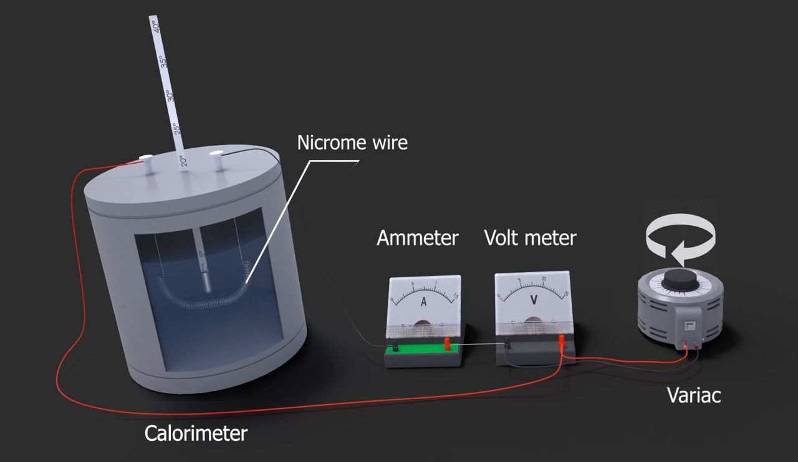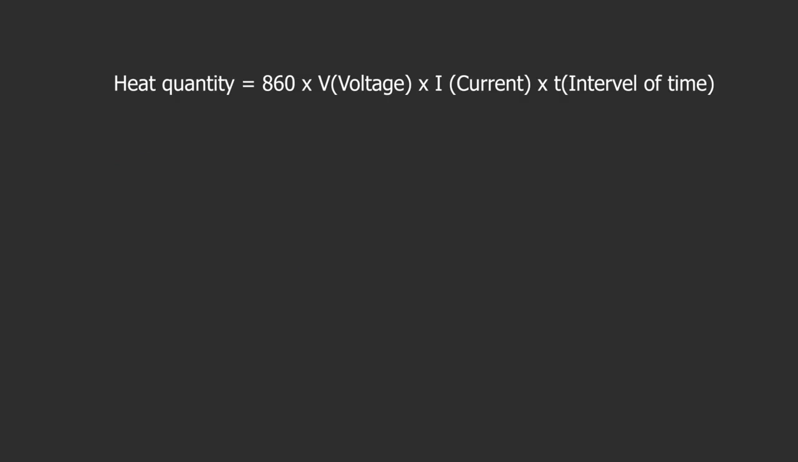There are any indications of voltage and current. If voltage, current, and time increase, heat quantity will also increase. They are expressed by relation as below. Heat quantity equals 860 multiplied by V, that is voltage, multiplied again by I, that is current, and multiplied again by T, that is the interval of time.